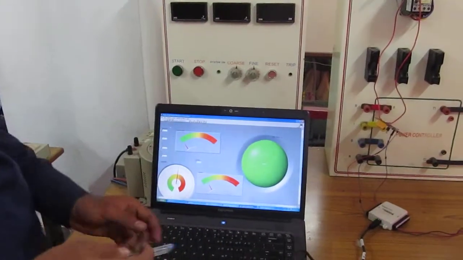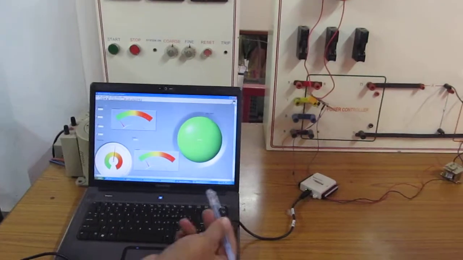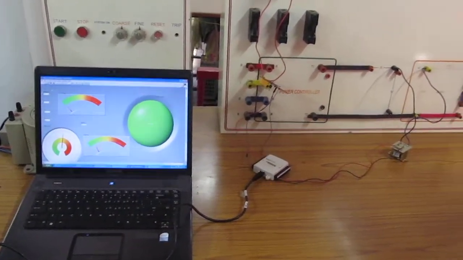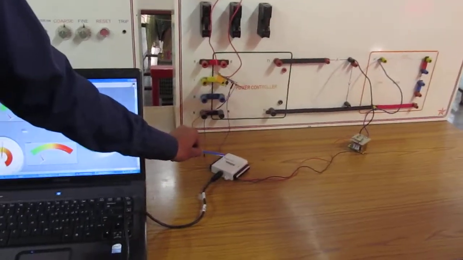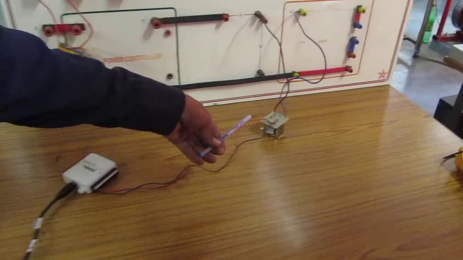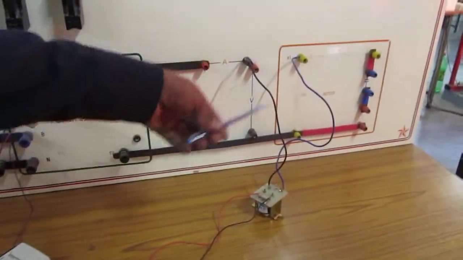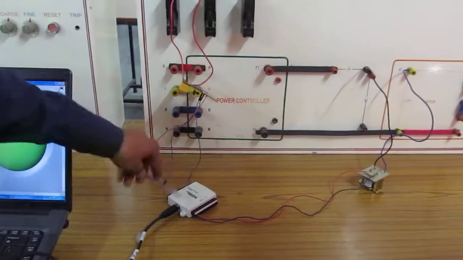Okay, our project is a thermal overload relay using LabVIEW. I have taken a single phase induction motor. The single phase induction motor is connected to LabVIEW through this DAC, the USB 6009, and I used a CT here to read the actual motor current by LabVIEW through this CT and the DAC.